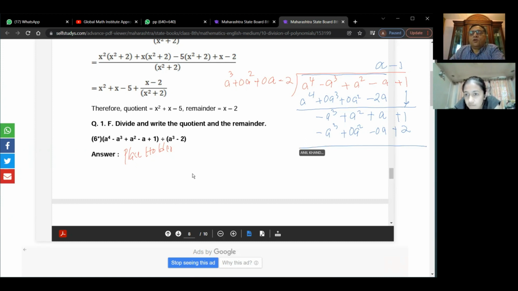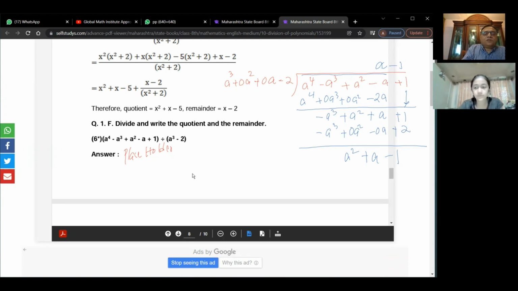So what do you get? Here, A cube cancels. A square minus 0A square is A square. Then A minus 0A is plus A. And 1 minus 2 is minus 1, correct? That is what we get as our remainder.